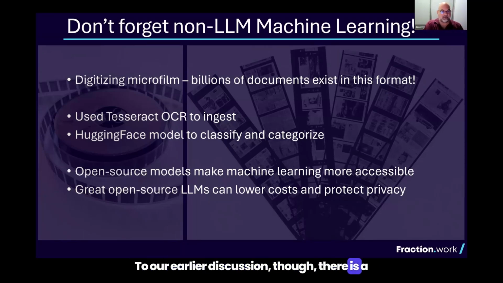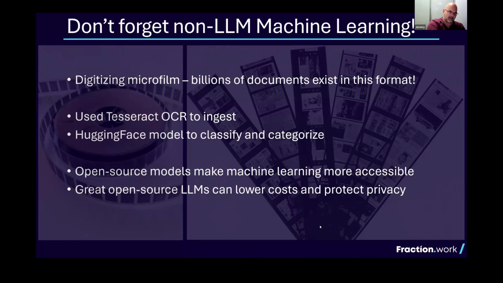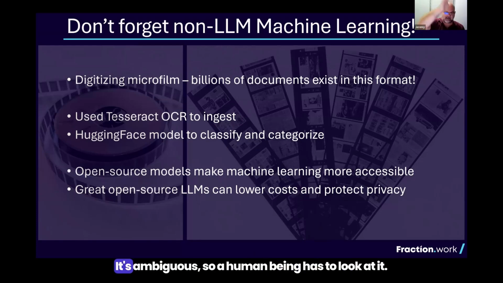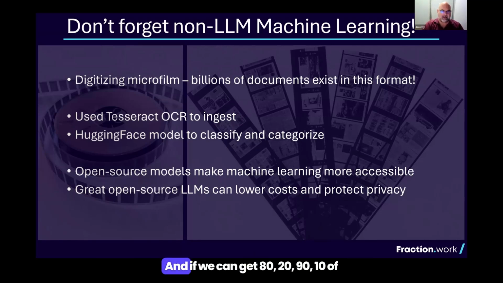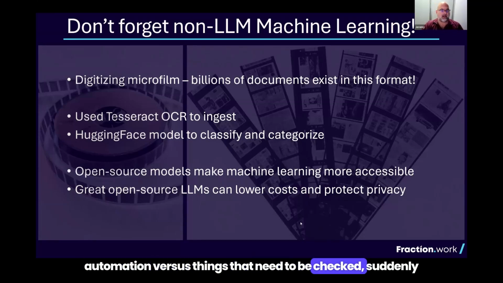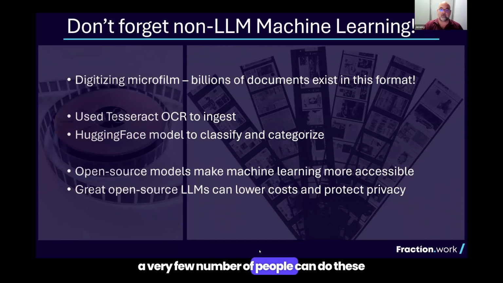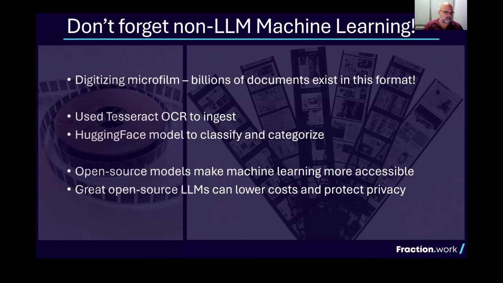To our earlier discussion, though, there is a QC process. It's not a review process. The model flags when something is ambiguous, and we have it set for below 80% right now. It's ambiguous, so a human being has to look at it. The way that makes the human more effective is they're now doing exception-based processing of the things that the machine just throws its hands up at. And if we can get 80-20, 90-10 of automation versus things that need to be checked, suddenly a very small number of people can do these 90,000 rolls of microfilm in a much shorter time. So it is really an interesting application for more traditional non-generative ML.